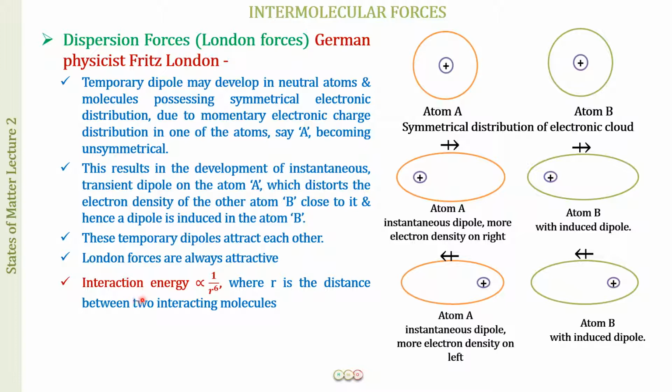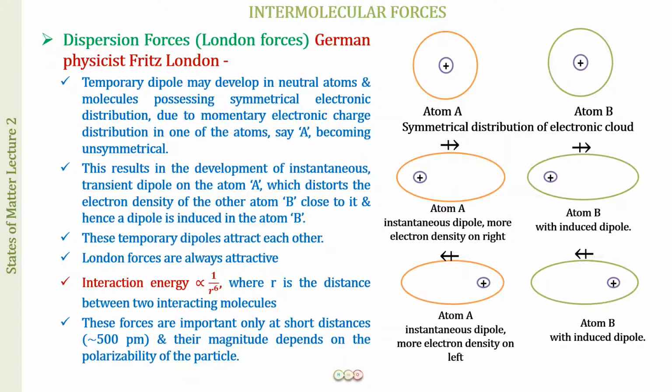This energy we call the interaction energy, and the interaction energy is inversely proportional to the sixth power of r, where r is the distance between the two interacting molecules. So we have two interacting molecules, there is some distance between them. The sixth power of r is going to give us the relationship to the interaction energy. So this is something that you have to remember. We do not have to discuss more about it. This is all that you have to remember, that the interaction energy in case of the dispersion forces is going to be inversely proportional to the sixth power of the distance between the two interacting molecules or the atoms, whatever we are taking into consideration.